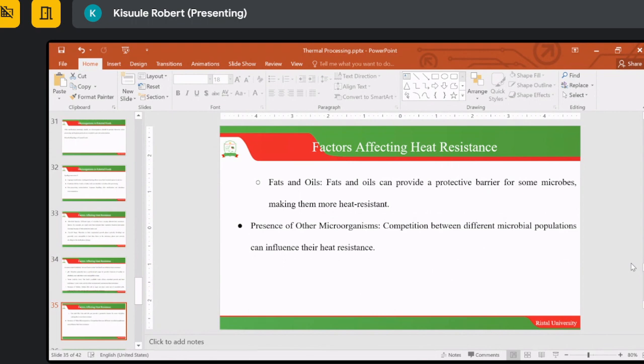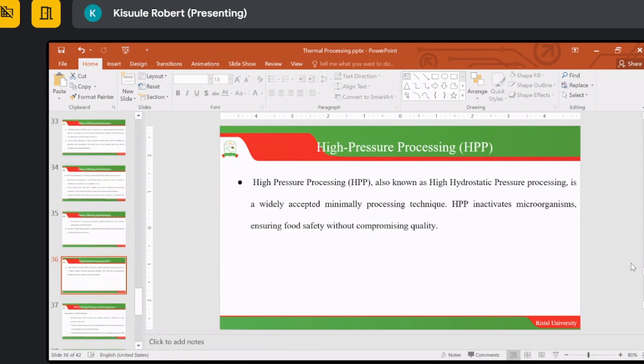Factors affecting heat resistance for foods also include fats and oils, which can provide a protective barrier for some microbes, making them more heat resistant. But also there is the presence of other organisms. For example, vegetative bacteria, thermophilic bacteria, and spore-forming bacteria may all be present. All this competition between these different microbial populations can influence their heat resistance, where we are looking at survival of the fittest.